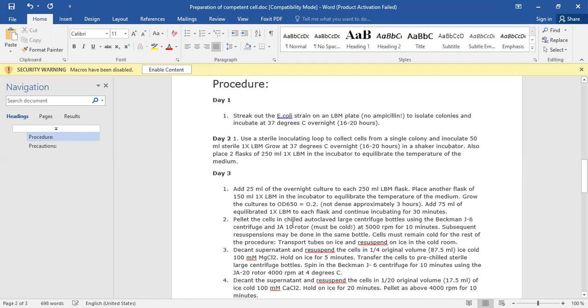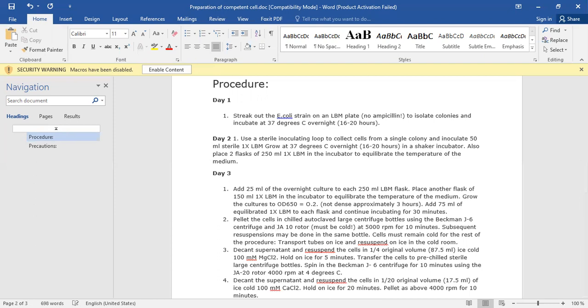Then we pellet the cells in a chilled autoclaved large centrifuge bottle using the Beckman centrifuge, and we centrifuge at 5000 rpm for 10 minutes. Cells must remain cold, so for the rest of the procedure transport tubes on ice and resuspend on ice in the cold room. All preparations should be conducted in sterile conditions and at low temperature on ice cubes.